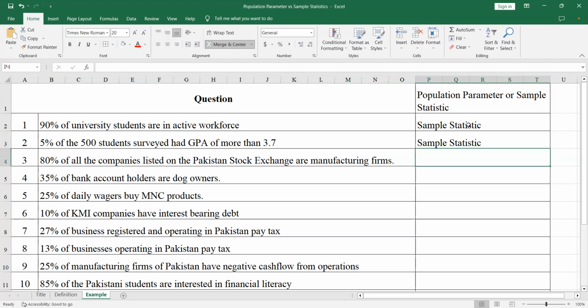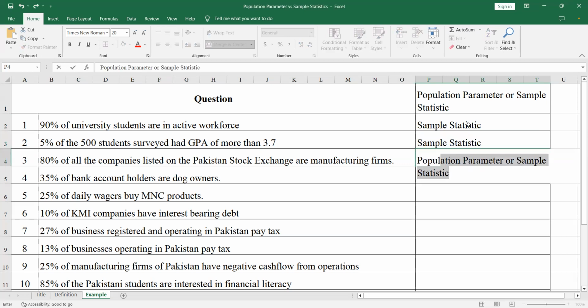80% of all the companies listed in the Pakistan Stock Exchange are manufacturing companies. Now, the companies listed on Pakistan Stock Exchange vary between 6,000 and 7,000, and the information is readily available. So you can actually compute this data. It's not like you have to take a survey, a small sample, and then based on that sample, make this a statement. You can actually do this. So because this will be for the entire population, this is a population parameter.